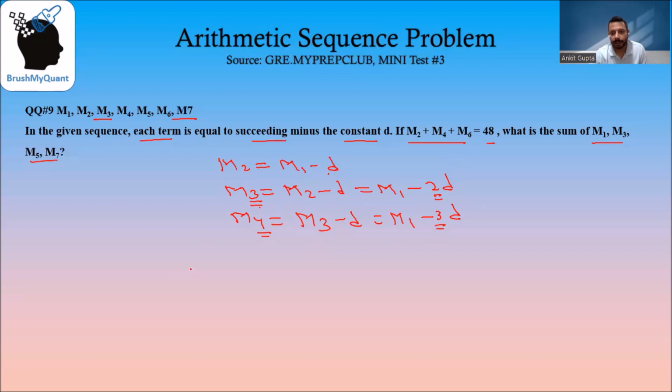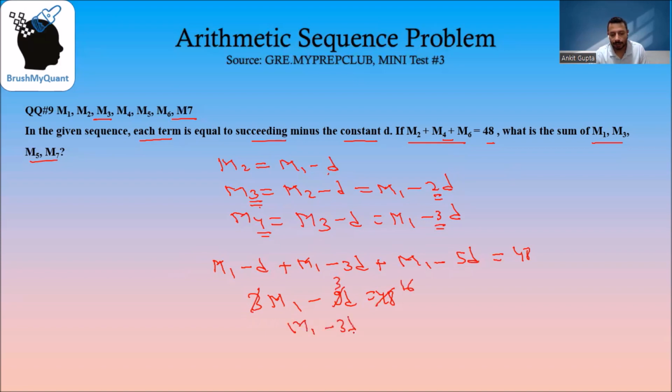So we can rewrite M2 plus M4 plus M6 as M1 minus d, plus M1 minus 3d, plus M1 minus 5d, is equal to 48, or 3M1 minus 9d is equal to 48. We can divide by 3 to have M1 minus 3d is equal to 16.